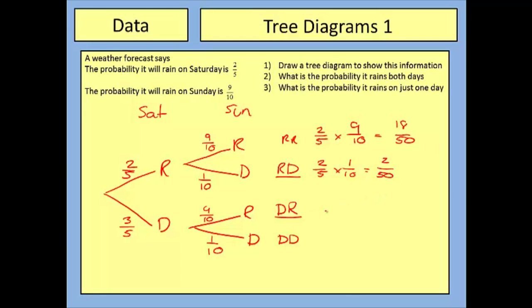Looking at the other options, the probability it's dry first is 3/5 and the probability that it rains following that is 9 over 10. This gives me an overall probability of 27 over 50. Now what we're looking at is either it's raining then dry, or it's dry and then rainy. So we add these two together to get a final answer of 29 over 50 for the probability it rains on just one day.